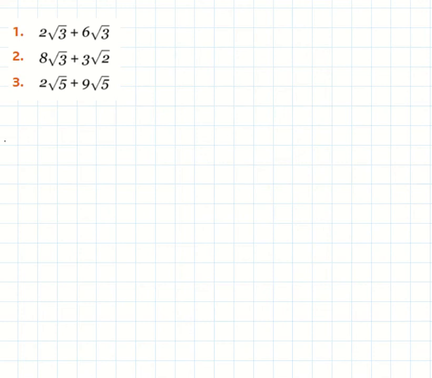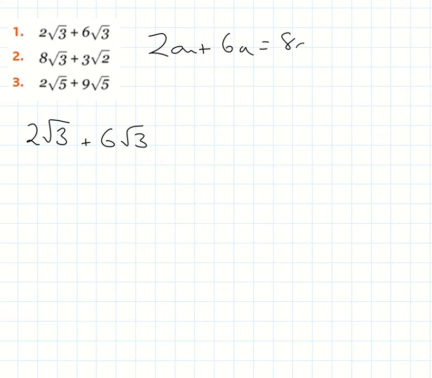In this lesson we're going to have a look at adding surds. So the first example is 2 times the square root of 3 plus 6 root 3. Now if this was algebra and we had, say, 2a plus 6a, then we'd simply write that as 8a. And it works exactly the same when we've got surds.